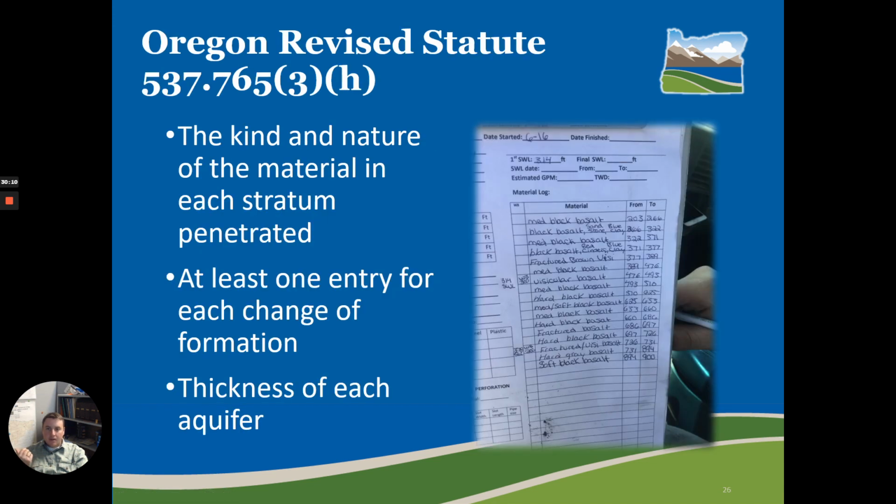Okay. So when noting this, a best thing to remember is that Oregon has a revised statute here that says that the kind and nature of the material needs to be listed. The kind and nature of the material in each stratum penetrated. At least one entry from each change in the formation, and the thickness for each aquifer. Okay, so when looking at this, you would see that each of the rocks are laid out with depth indicators for where those rocks are.